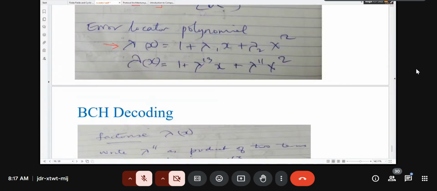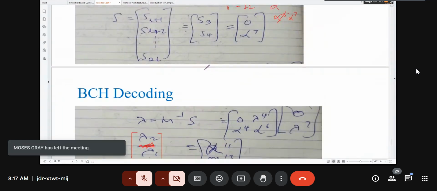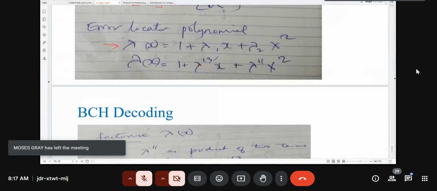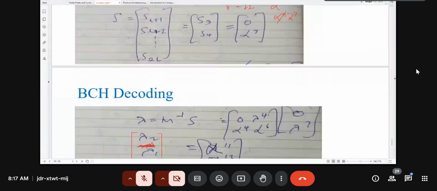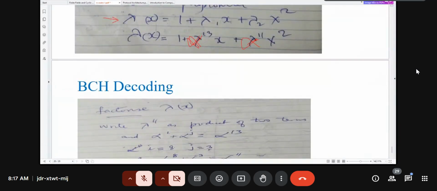I think I should not have used alpha, I should have used lambda here. Sorry, I'll get mixed up with this. This is a general form, and this is our case. I think I made a mistake with this one, I was writing too fast. So this is alpha to the 13 and alpha to the 12.